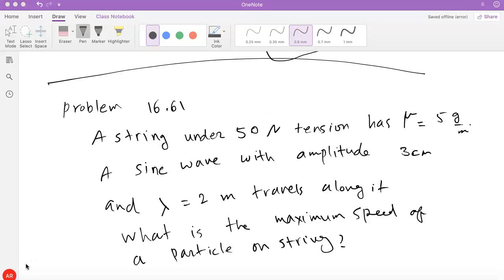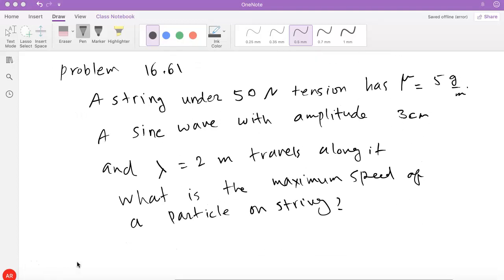Okay, so here's another example. This is again problem 61 from the end of the chapter. It says you have a string that has tension 5 newtons and a linear mass density of 5 grams per meter. And then there's a sinusoidal wave with amplitude 3 centimeters and wavelength lambda equal to 2 meters that travels along the string. So what is the maximum speed of a particle on the string? Pause the video and think about this problem for a few minutes, try to solve it, and then we come back and discuss it.